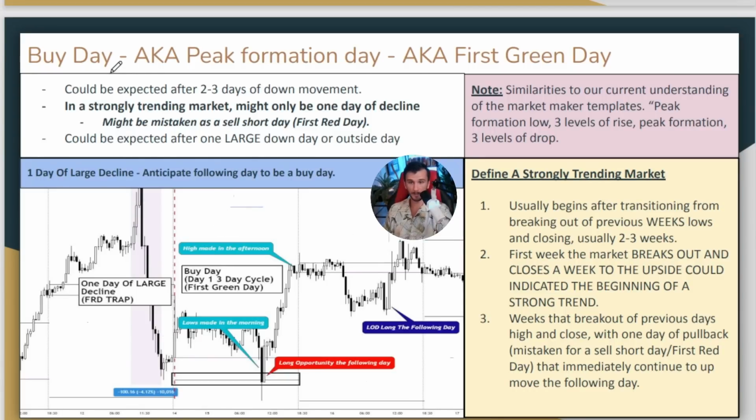All right, so a buy day, aka peak formation day, aka first green day, could be expected after 2 to 3 days of downwards movement. In a strongly trending market, might occur after only 1 day of decline, might be mistaken as a sell short day or a first red day, could be expected after one large down or outside bar. So if you get an outside bar and a trend, the market's going, and then you get a spike and it pulls back up on the inside, there might be a buying opportunity the following day, depending on, of course, where we're at within the weeks of breakouts and things like that.